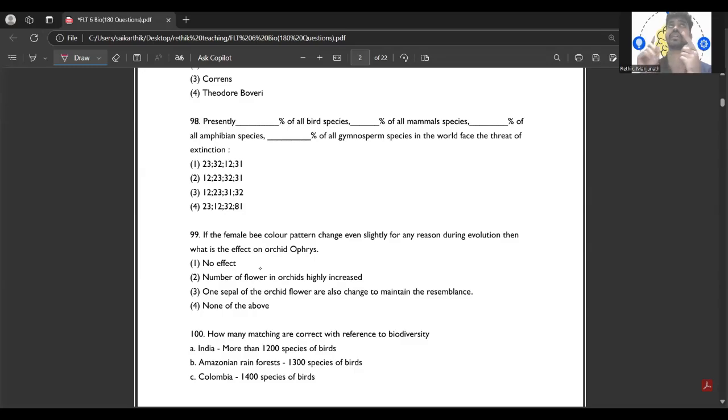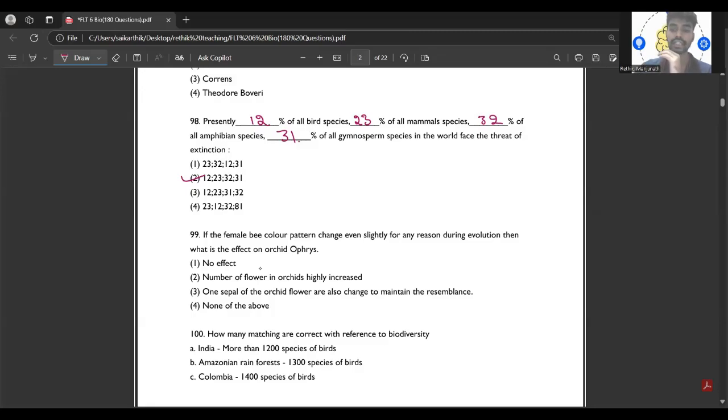So it is from ecology, this is the topic will be in biodiversity and conservation. Okay, so that is from that. So can you just see what would be the answer? It is a direct question. So option two, that is 12%, then 23%, then 32%, and 31%.